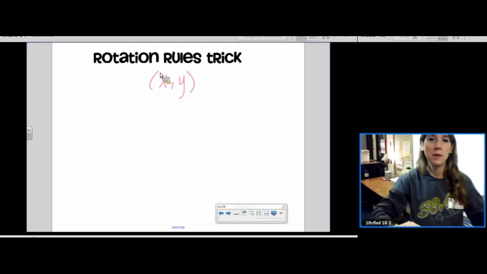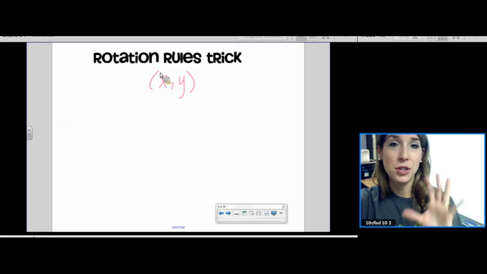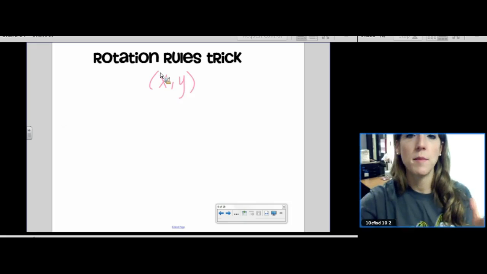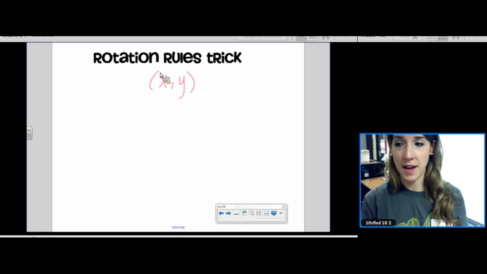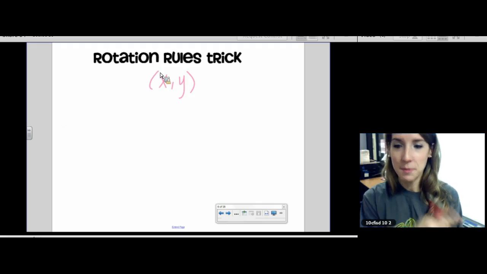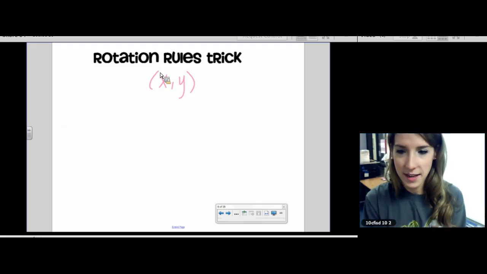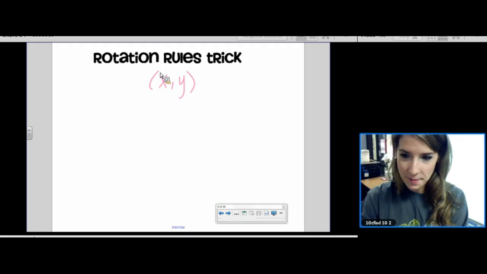The trick to coming up with all 3 rotation rules at once is you only have to remember one thing. You have to remember: switch and make the first one negative. Say that out loud. Switch and make the first one negative.